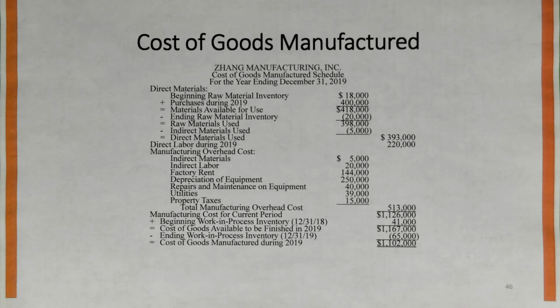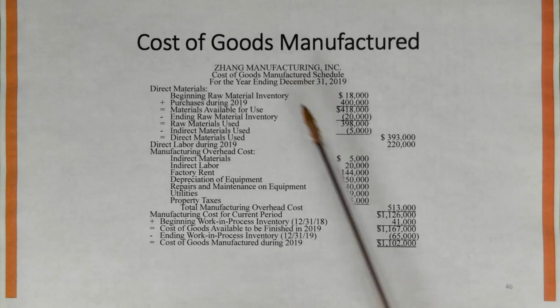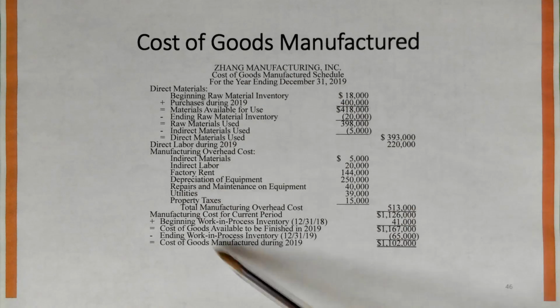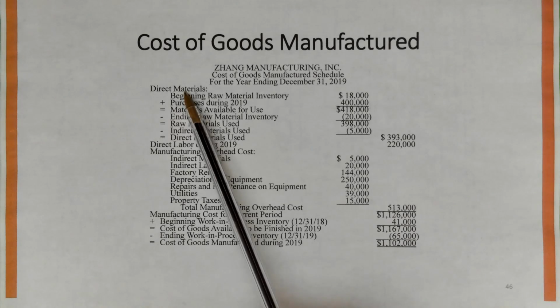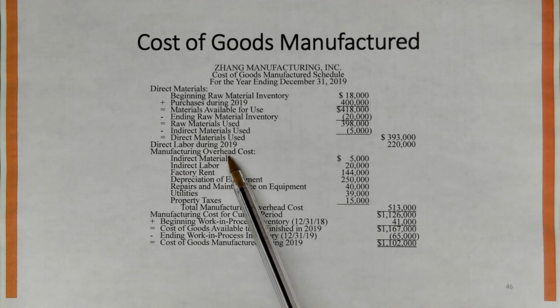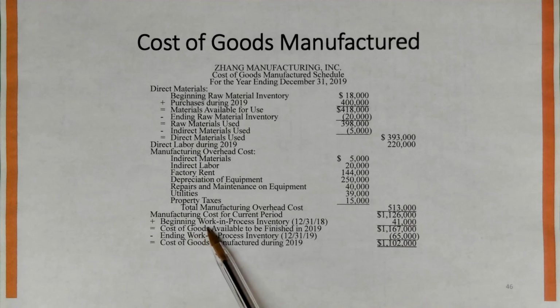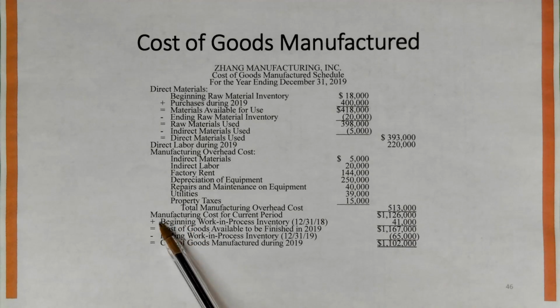Now let's talk about the cost of goods manufactured. Here's an example of a cost of goods manufactured schedule for Zhang Manufacturing. So if you look at it, it's pretty big, it looks pretty threatening, looks like it's more difficult to do than, say, an income statement. But really, it's not that bad. If we look at it, it's got a direct material section, it's got a direct labor section, and it's got a manufacturing overhead section. Then down here at the bottom, we arrive at some totals and factor in beginning and ending work in process inventory.